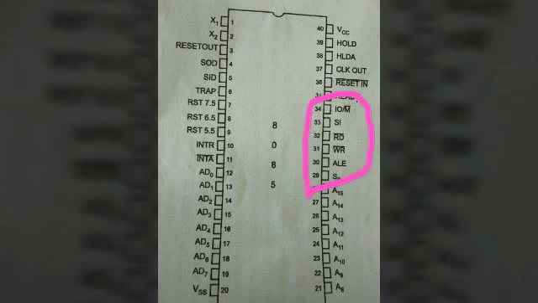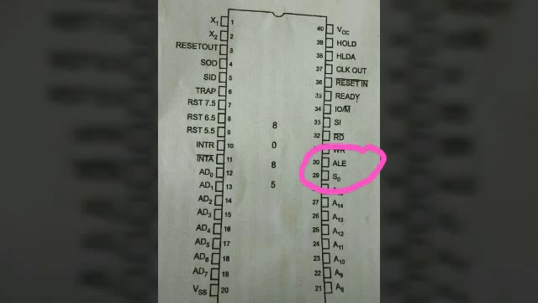Next, control and status signals. This group of signals includes 2 control signals, that is read bar and write bar, 3 status signals, I/O or memory bar, S1 and S0, to identify the nature of the operation, and 1 special signal ALE, that is address latch enable, to indicate the beginning of the operation.